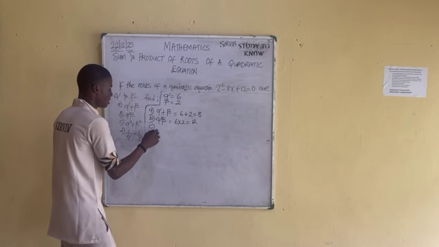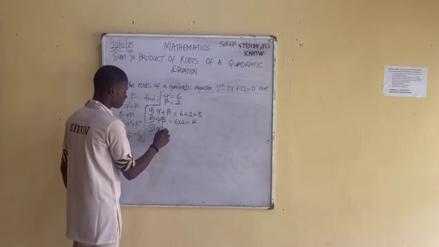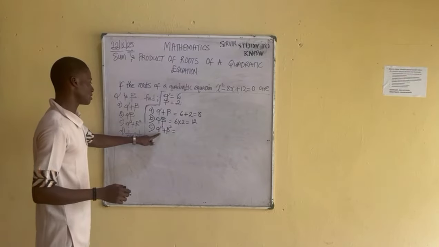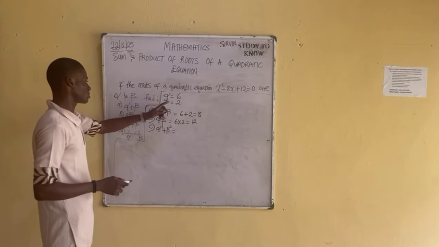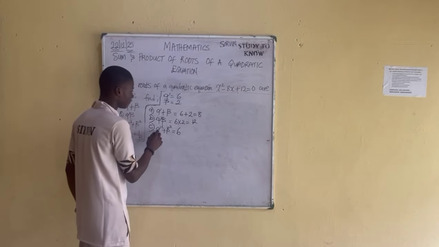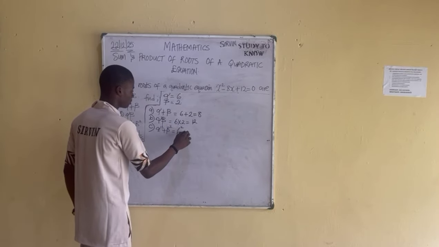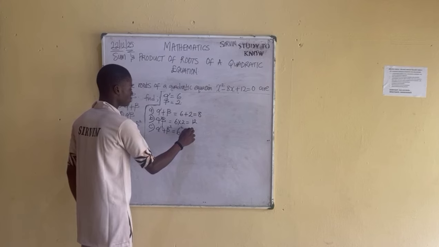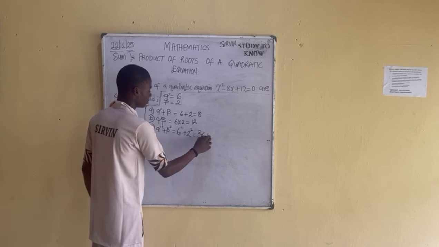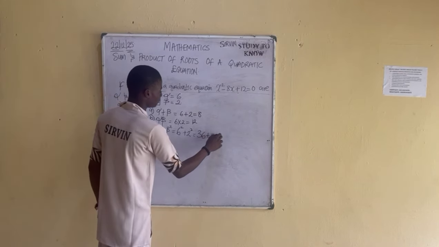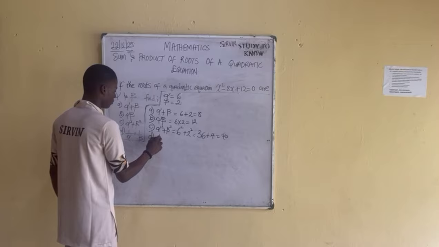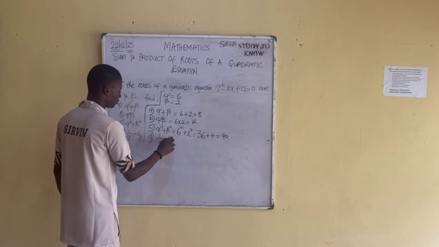The third one is alpha squared plus beta squared. So now this is telling us to raise each of the roots to power 2. This is like saying 6, which is alpha, raised to power 2, plus beta, which is 2, raised to power 2. 6 raised to power 2 is 36, plus 2 raised to power 2 is 4, which is equal to 40.